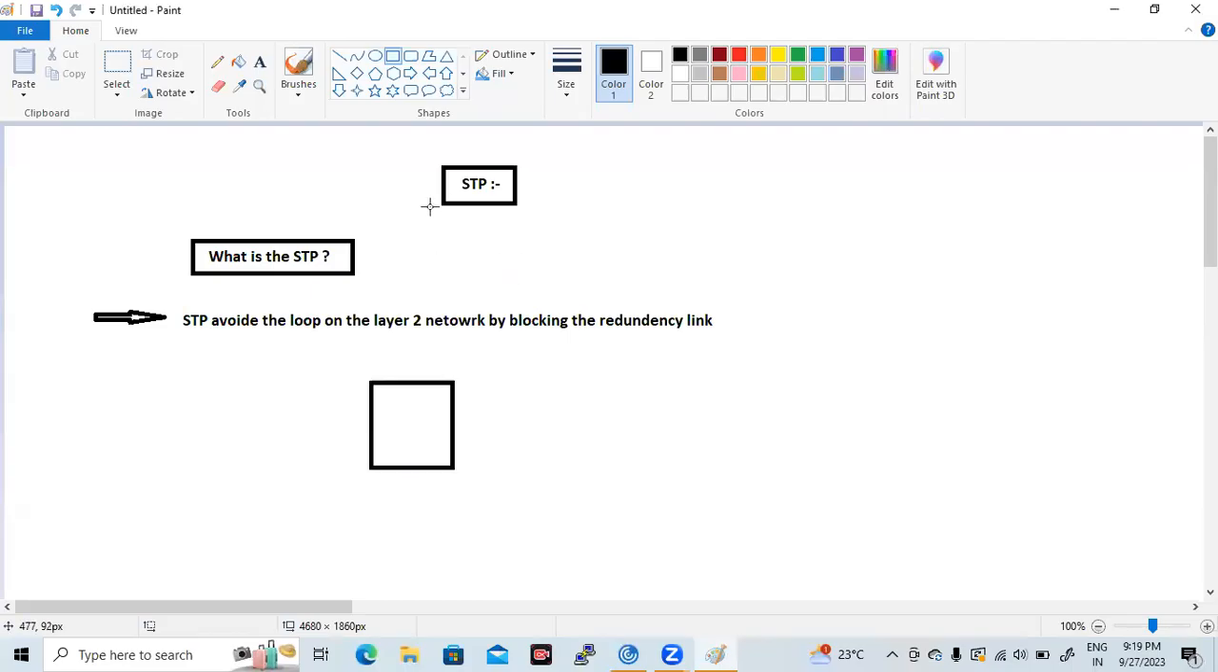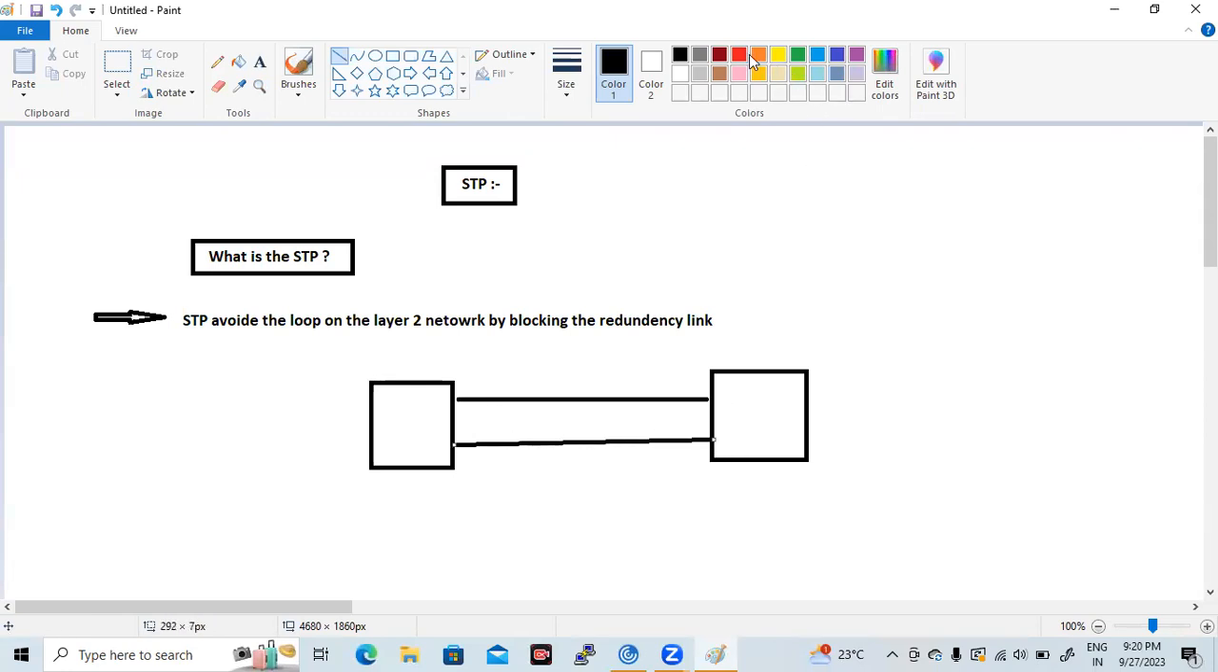So, a spanning tree. What is a spanning tree? A spanning tree is going to avoid the loop on the layer 2 network by blocking the redundant link. What does the redundant link mean here? Suppose these are our two switches, and between the two switches we have connected two cables.